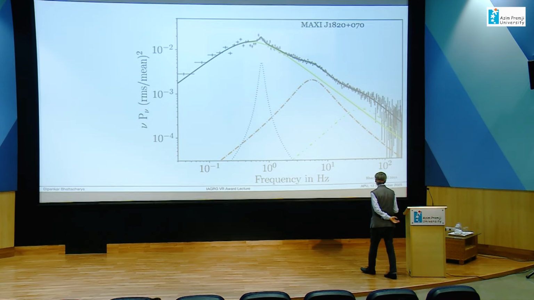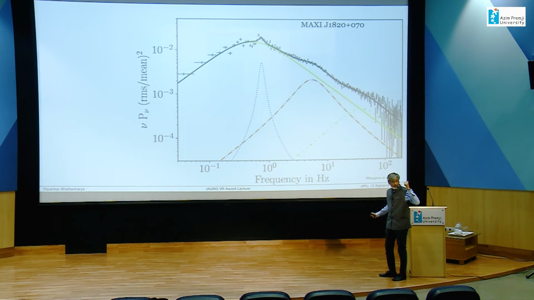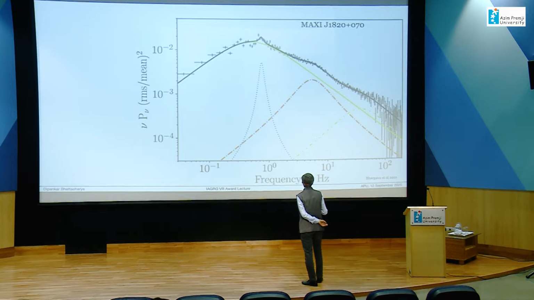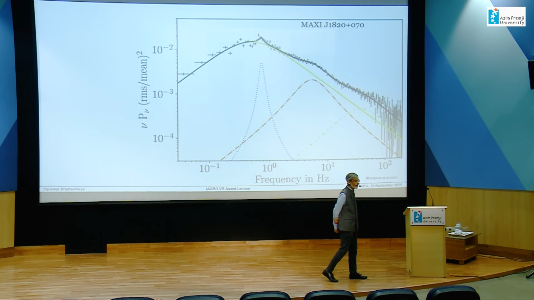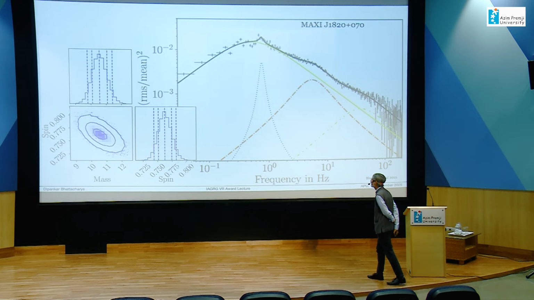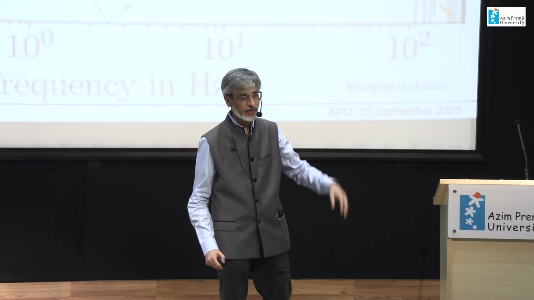This is led by Yash Bhargava, one of my former PhD students. Same object, MAXI J1820, that we talked about, the coronal movement. When you take the power spectrum, we actually see 3 frequencies in it. And we followed it for a while to see how these frequencies behave. And we saw that they follow exactly the kind of line that I showed in the previous diagram.